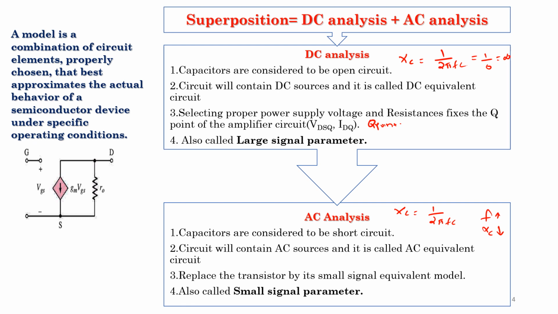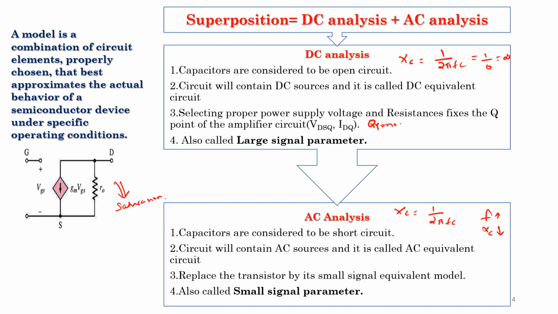And then the next step is to replace the transistor by its model. What is a model? A model is a combination of circuit elements, properly chosen, that best approximates the actual behavior of the semiconductor device under certain operating conditions. So if you consider the model for saturation, this model can be used when the device is operating in saturation.